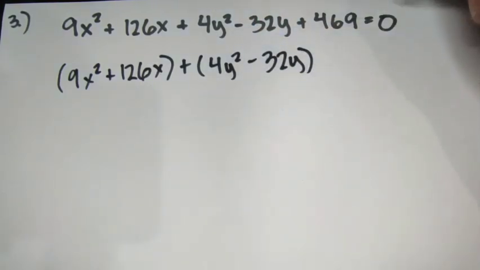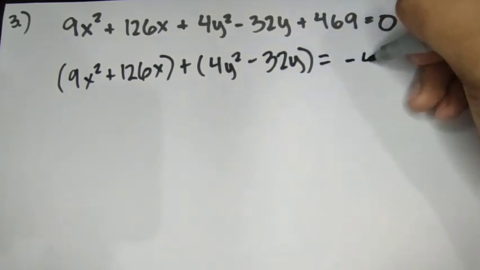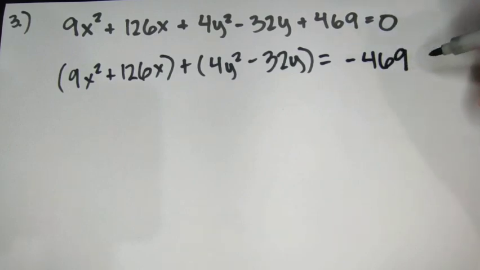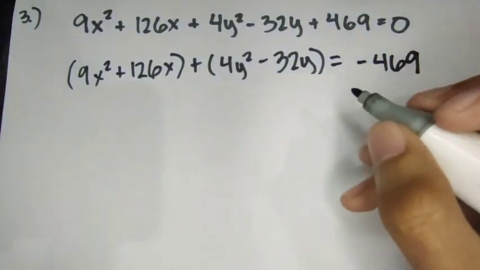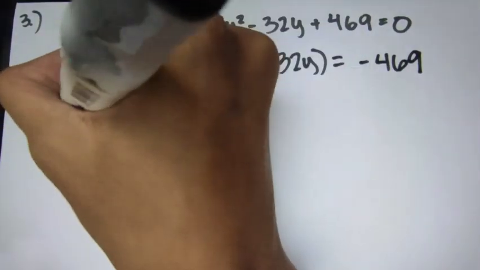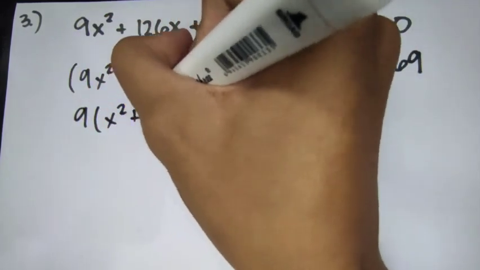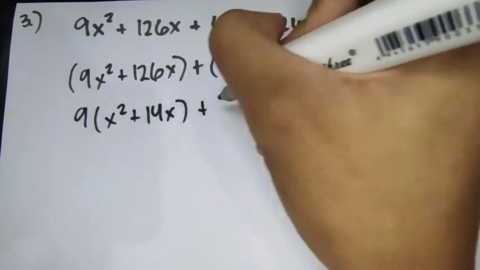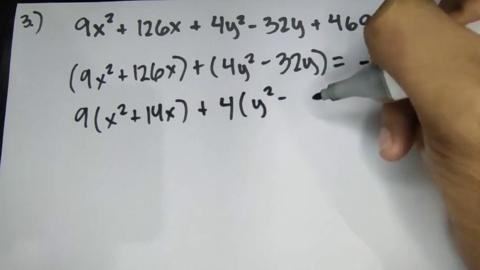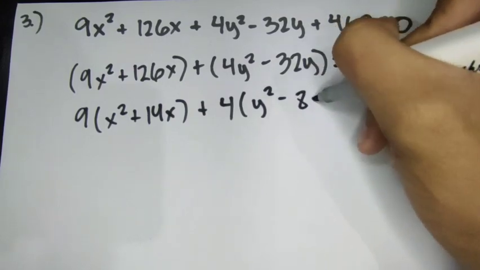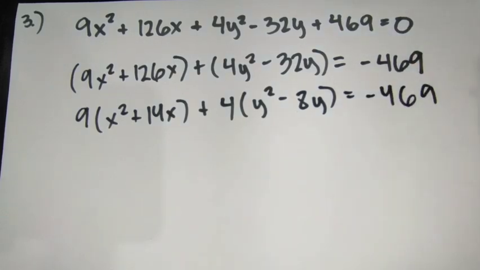And then we will transfer this constant to the right side of the equation, which will be negative 469. Now let's factor out from the group the numerical coefficient of each variable that has the exponent power of 2, making it 9 multiplied to the quantity of x squared plus 14x plus 4 multiplied to the quantity of y squared minus 8y equals 469.